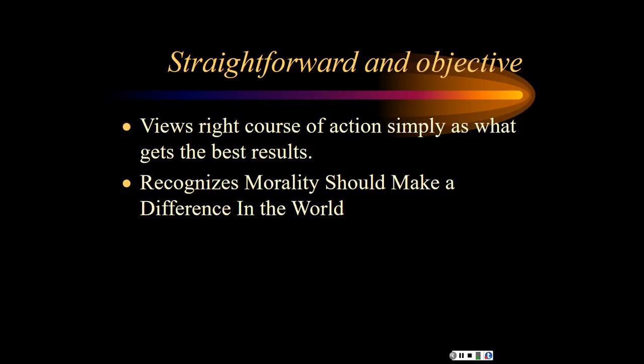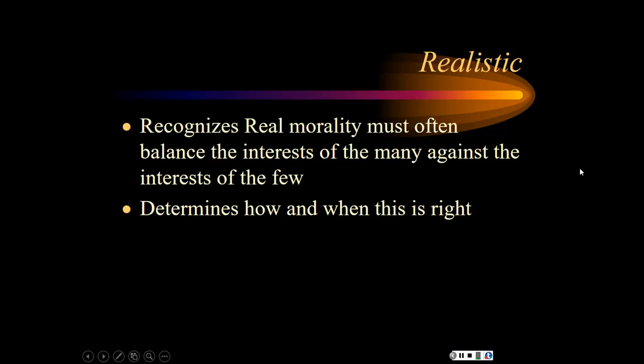And you can say it's straightforward and objective. It is deceptively simple. It views the right course of action simply as what gets the best results, and recognizes, as Peter Singer says, that morality should make an actual difference in the world. So we just weigh the possible consequences of our actions and crunch the numbers, and we've got the morally right thing to do worked out for us. And you can say it's realistic. Now, it recognizes that real morality must often balance the interests of the many against the interests of the few.